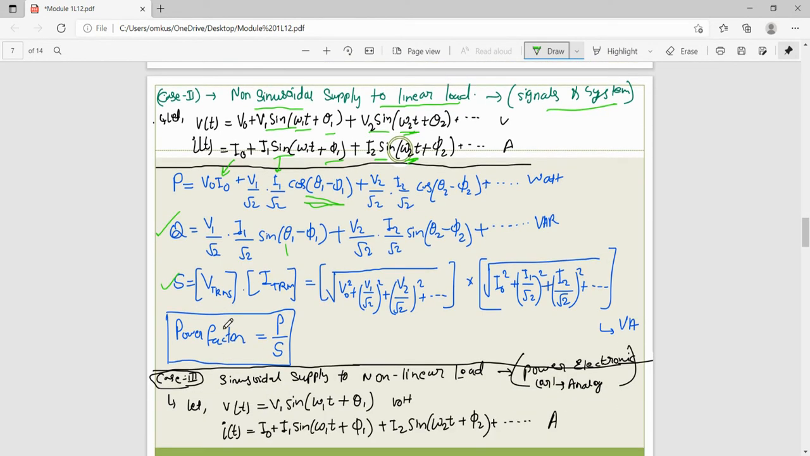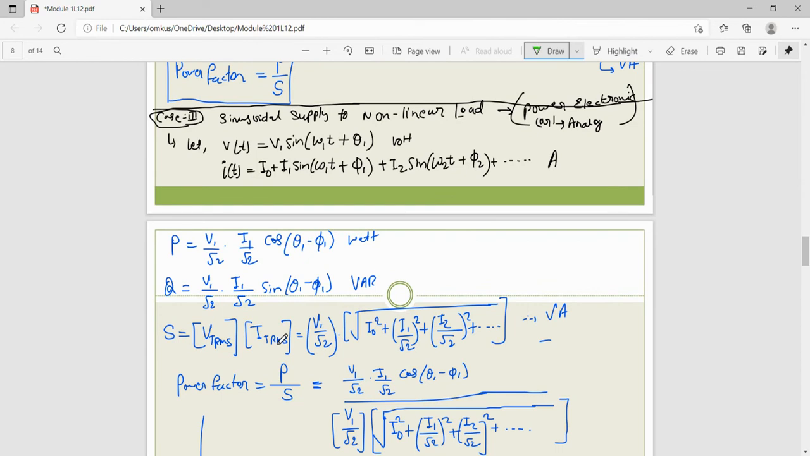Now see, VRMS means total voltage waveform RMS, and IRMS is total current waveform RMS. When you multiply these two terms, you will find the apparent power. Now the power factor is P by S.